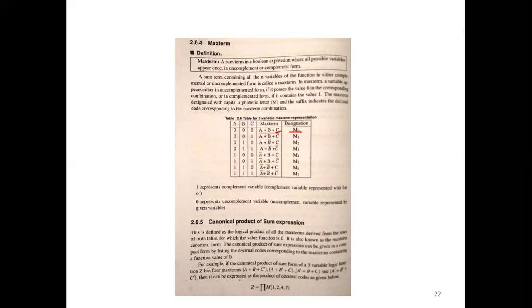Then this is the canonical form of the POS. That is Z is equal to pi of capital M of 1, 2, 4, 7. Pi represents the product, M represents the max term, 1, 2, 4, 7. In min term, for these inputs the output will be 1. Here, 1, 2, 4, 7 means for these inputs the output will be 0. So this is the difference. If you know the difference between POS and SOP, you can easily simplify Boolean expressions.